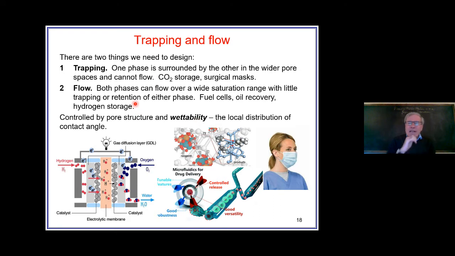The other example is actually where you want there to be flow. You've got two things flowing, normally a gas and a water, or oil and water, and you want them to flow over a wide saturation range. And those examples are fuel cells, oil recovery, actually hydrogen storage. The thing about hydrogen storage is you don't just inject the hydrogen and leave it there. You want to be able to produce it as well. Okay, so hydrogen storage and CO2 storage are actually quite distinct in what you want to design. And that's all controlled by the structure of the pores and the wettability, how they interact with the fluid surface.